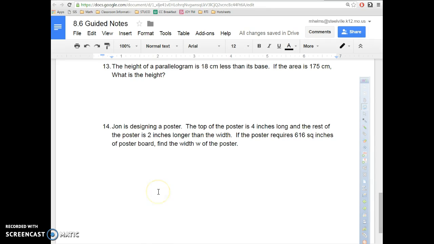Okay, so on 13, you would underline the thing. You've already read the problem, hopefully. You'll underline the things that are important.